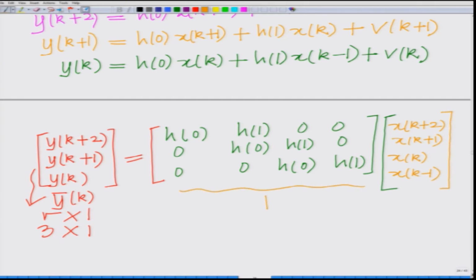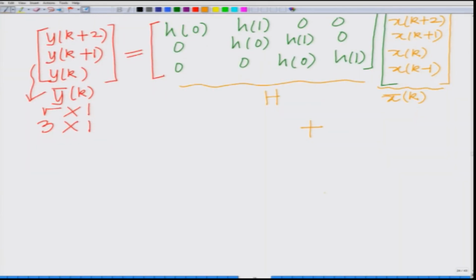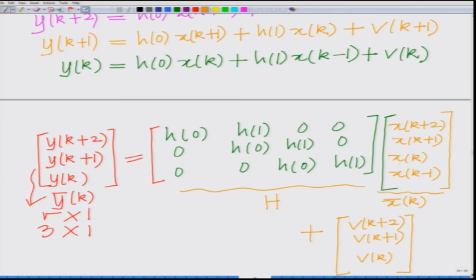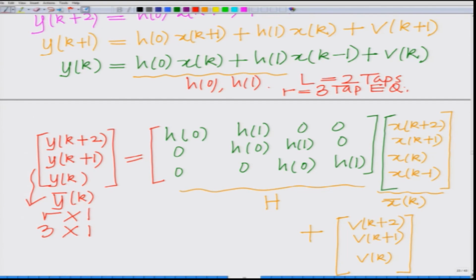Let us call this your matrix H, and this your vector x bar k, plus your noise vector. The noise vector is basically vk plus 2, vk plus 1, vk. So, what you can observe is that here we are considering an L equal to 2 tap channel, because we have H0, comma H1 as the channel taps. So, we have L equal to 2 taps, and R equal to 3 tap equalizer.